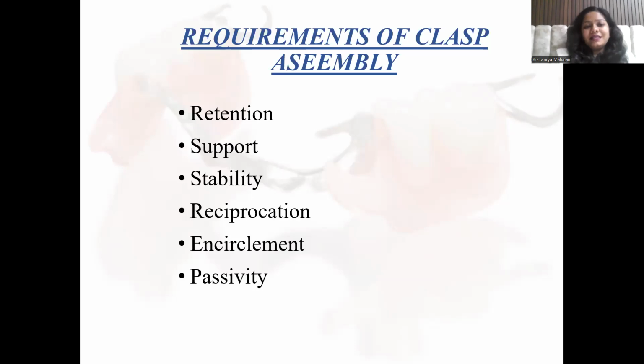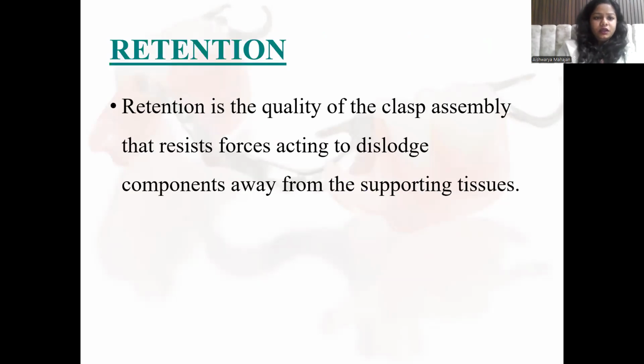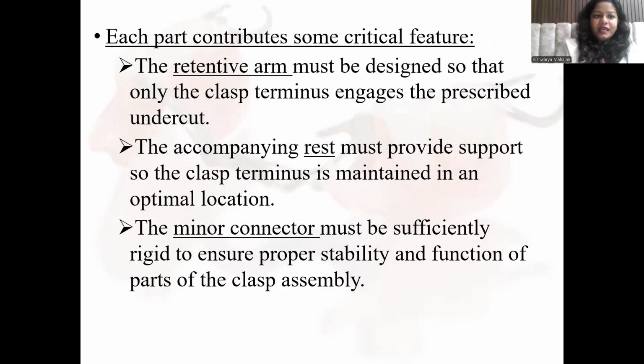Now, there are six basic requirements of a clasp assembly. First is retention. Second, support, stability, reciprocation, encirclement, and passivity. We'll read each of the following in detail. Starting with retention, it is the quality of the clasp assembly that resists forces acting to dislodge components away from the supporting tissue. Each part contributes some critical features.